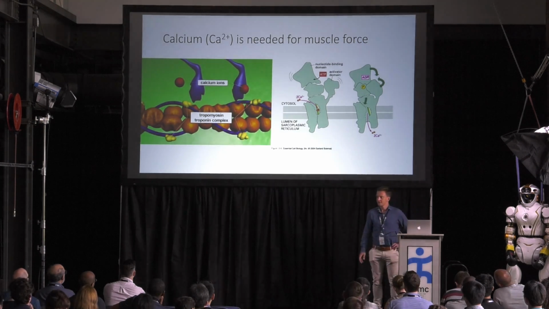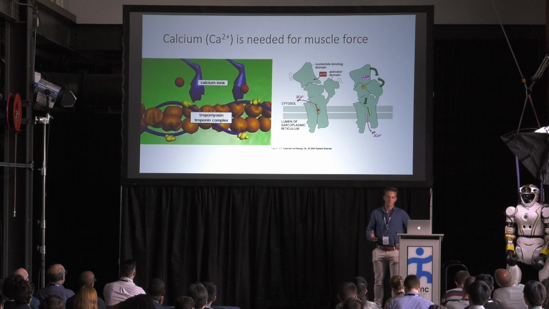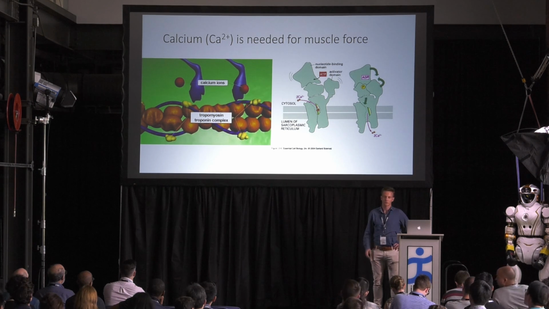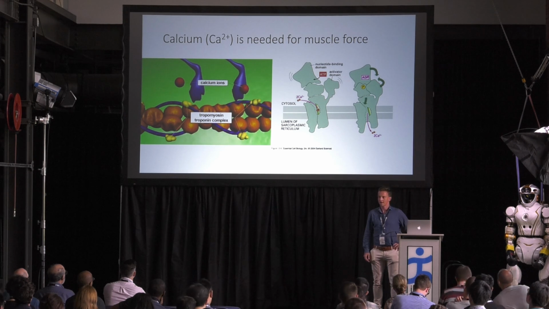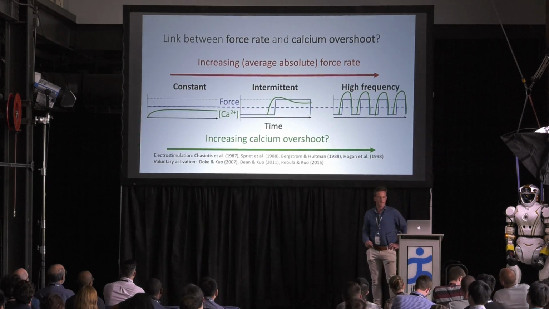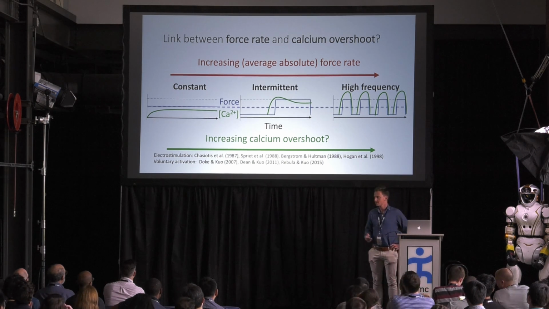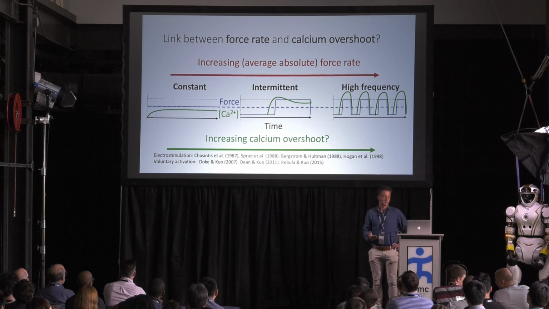And we think that this has something to do with calcium dynamics. Calcium is needed to expose the binding sites on the actin filament, such that the myosin head can attach and perform the power stroke, which is needed for force. Afterwards, calcium needs to be pumped back to the sarcoplasmic reticulum, which costs metabolic energy. And we speculate that with a higher frequency of the intermittent contractions, there is an increasing overshoot of calcium, such that more calcium needs to be pumped back, and therefore more metabolic energy is required.